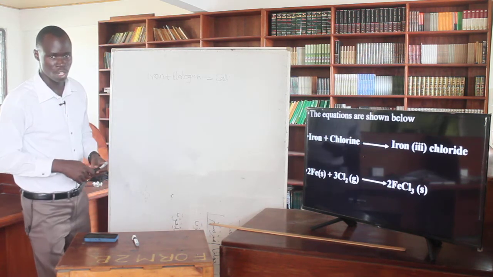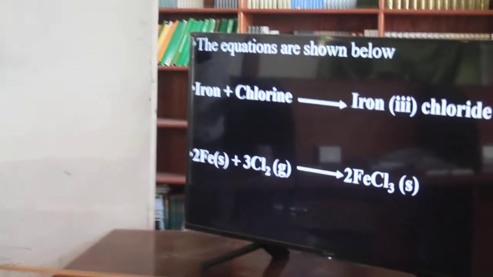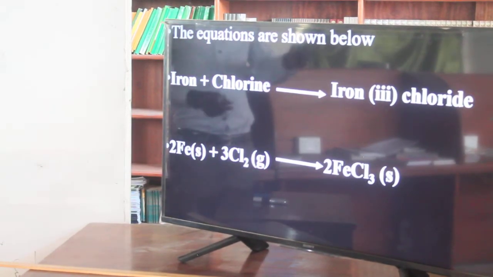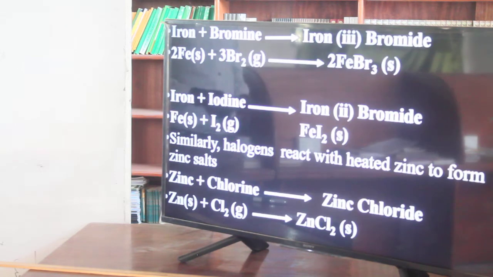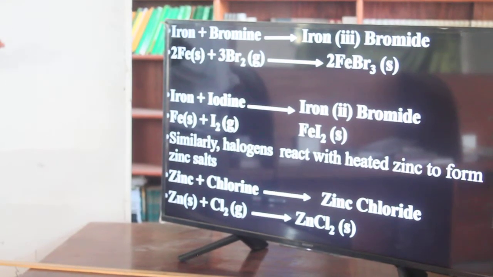Now, these are the chemical equations, both the chemical and the word equation. Iron plus chlorine gives us iron 3 chloride. Then there is the balanced equation shown there. Next, we have bromine plus iron giving us iron 3 bromide. Then iron plus iodine gives us iron 2 iodide. Sorry, it should be iron 2 iodide, not bromide, iron 2 iodide.